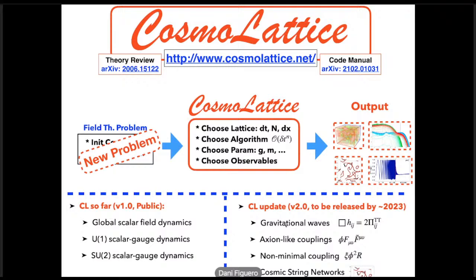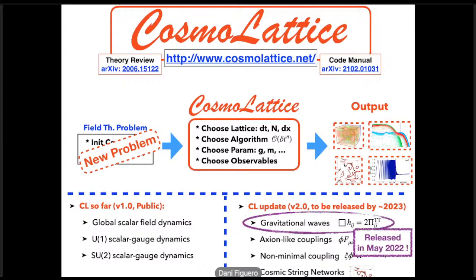For instance, in the next year release, we are going to release the capability to compute and simulate gravitational wave production from any source of the fields. So essentially, from any matter sources, no matter scalar or gauge fields, no matter how nonlinear or inhomogeneous, you are going to be able to compute the gravitational wave production. We are also incorporating axion type interactions of an axion type field to the F F-dual operator of a gauge sector. We are also including non-minimal gravitational interactions and the ability to simulate any network of cosmic strings.